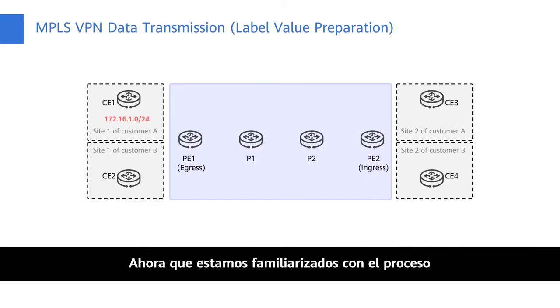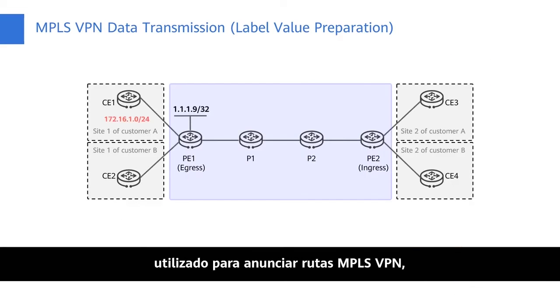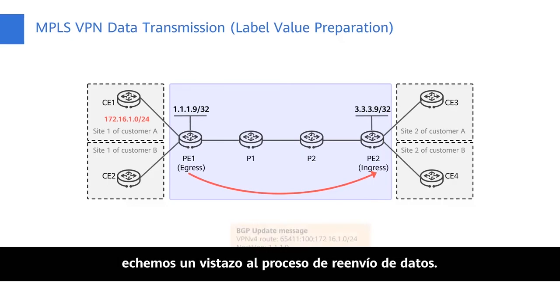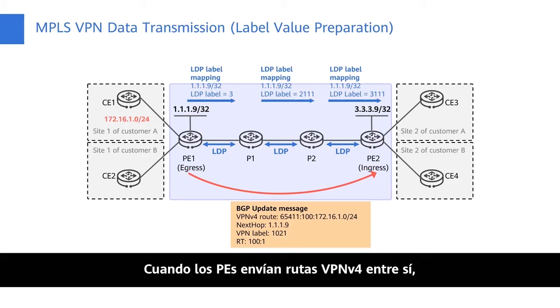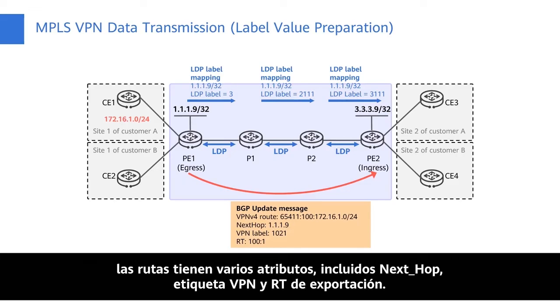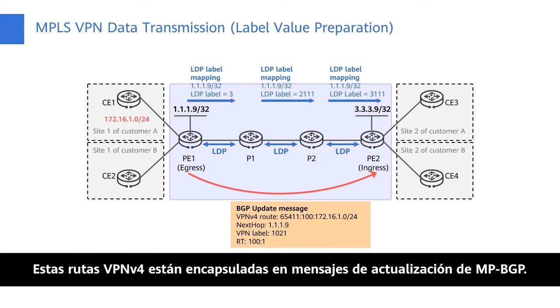Now that we are familiar with the process used to advertise MPLS VPN routes, let's take a look at the data forwarding process. With an IGP and MPLS LDP configured on the public network, MPLS LDP tunnels are established. When PEs send VPN v4 routes to one another, the routes carry various attributes including the next hop, VPN label, and export RT. These VPN v4 routes are encapsulated in MP-BGP update messages.